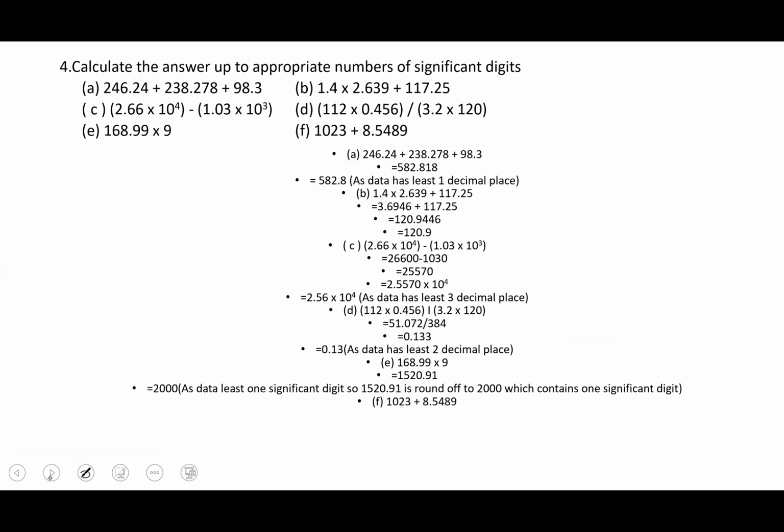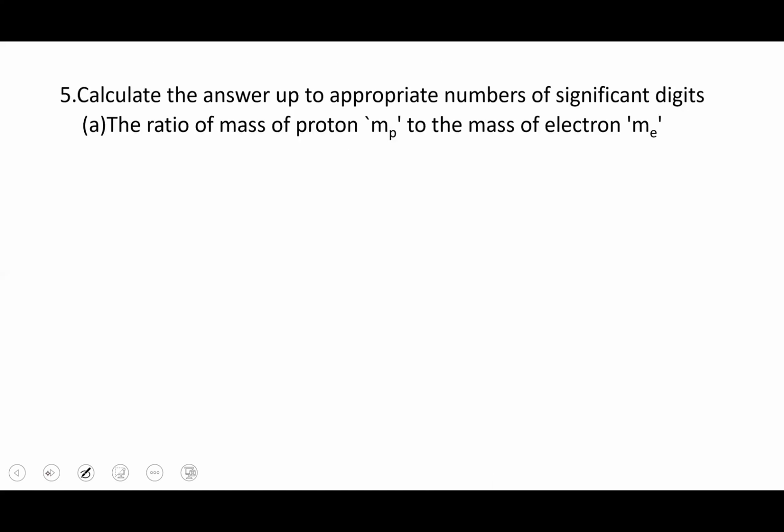So the last question says, for this question, which is 1023 plus 8.5489. So if we add them up, it will be 1031.5489. And as you can see, 5 is over here, so we round it off so that it comes into only 4 significant figures. So it will be 1032, and that is our answer. So as the given data 1023 has no decimal places, the answer also does not have any decimal places. That is why our answer is 1032.